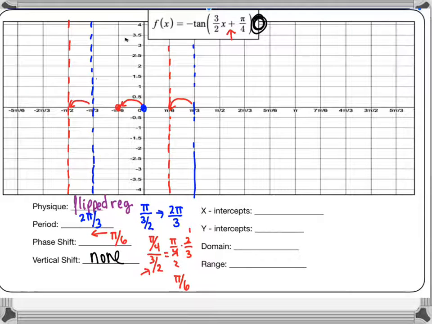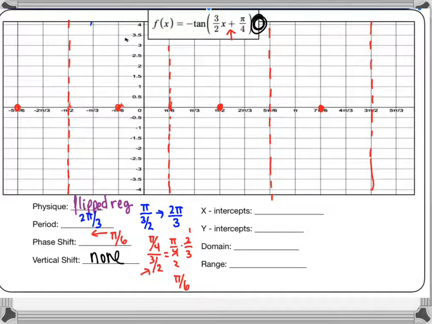Let me clean up the graph and show you how to use patterns to repeat the rest of the graph, and then we can answer the rest of the questions. It looks like there's going to be 2 spaces in between each x-intercept and each asymptote. So I'm going to be switching those on and off like this for good measure. And there we go.